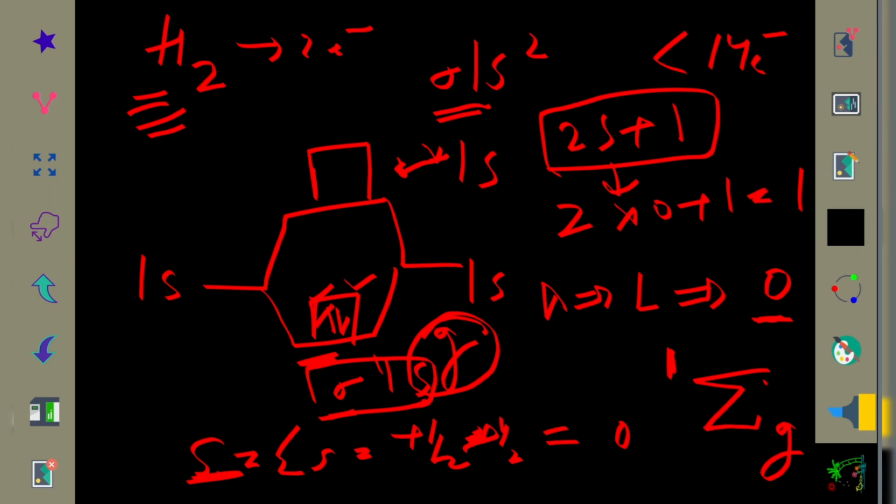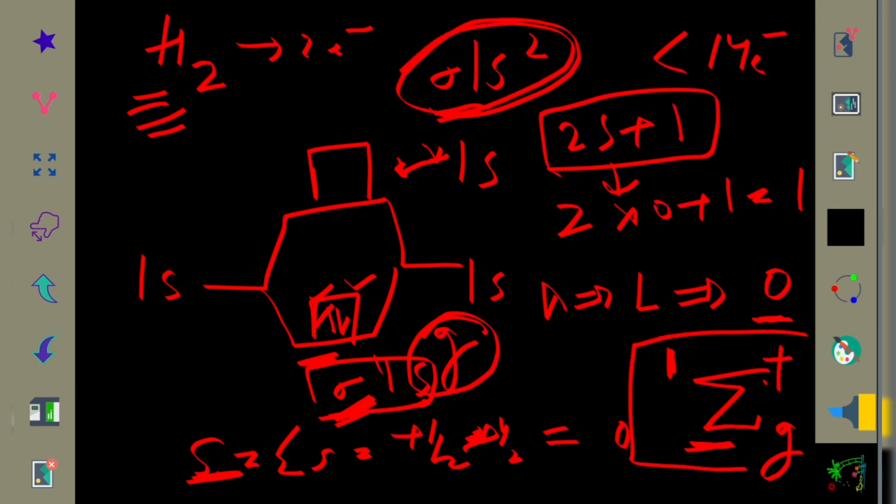Now this is not complete. The next thing we have to write, as I already told you, is that when we have a sigma state, we have to mention plus or minus. Plus is written when the electron is in the sigma bonding orbital. If it goes to the pi orbital, then we have to mention negative. But since the electron is going into the sigma, we mention plus here. So this is the overall molecular term symbol for the H2 molecule.